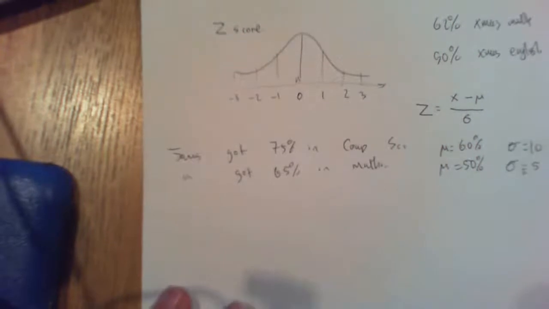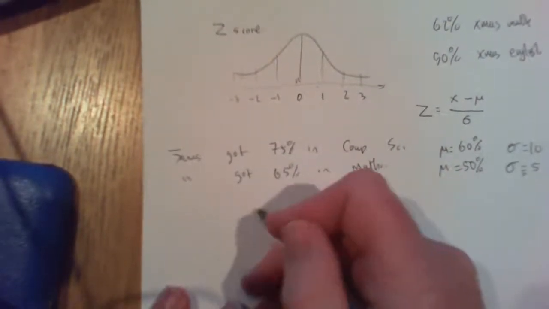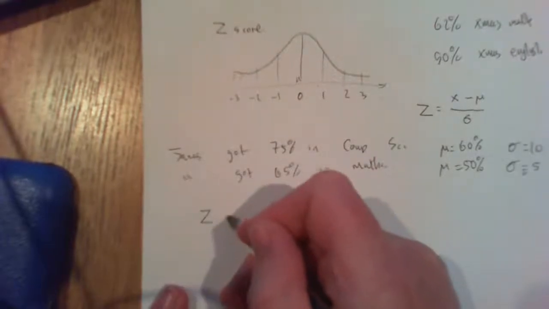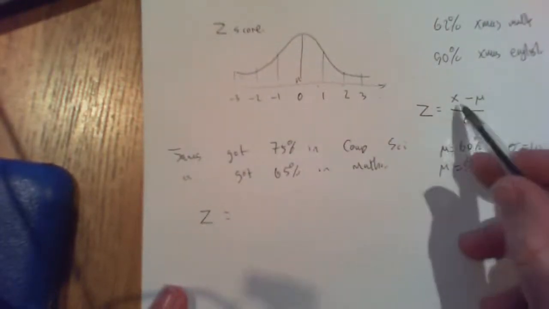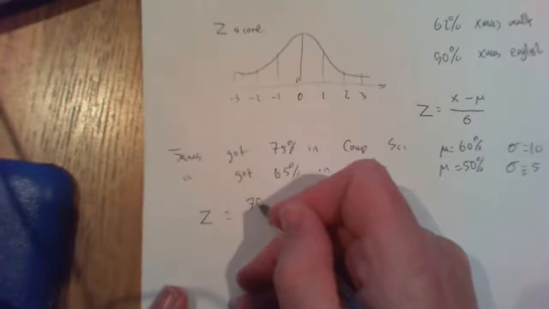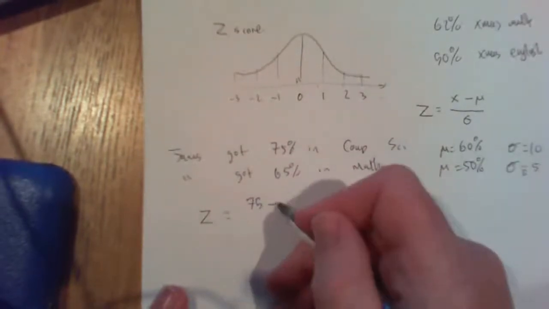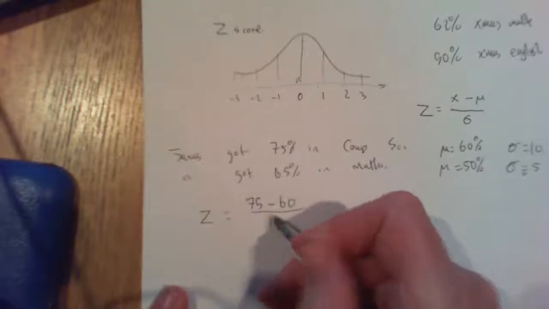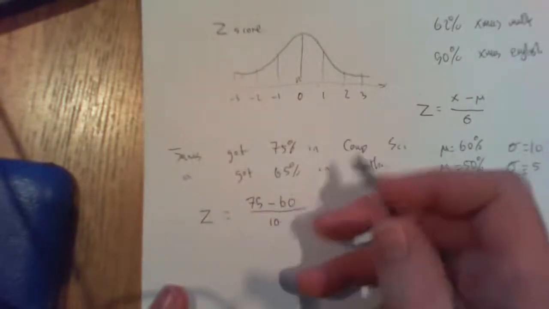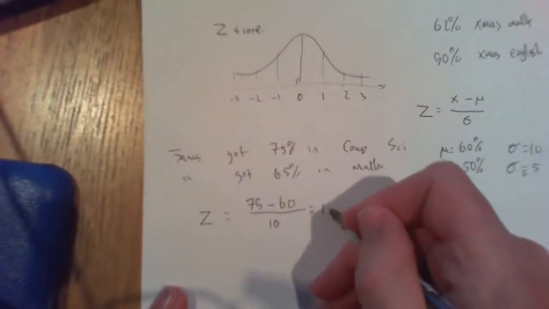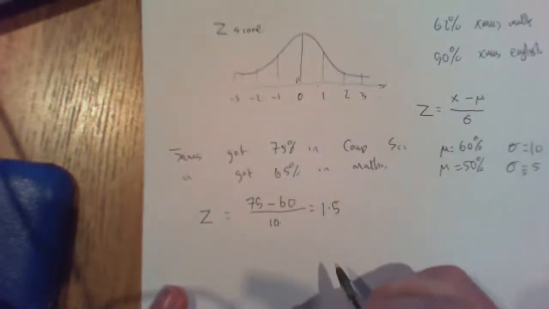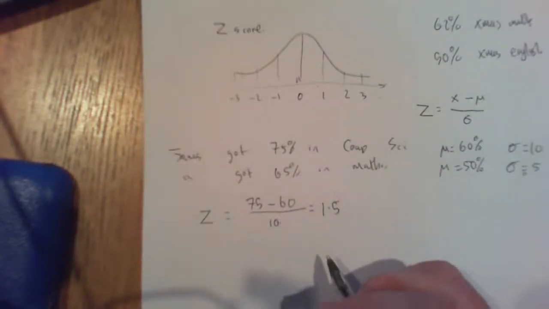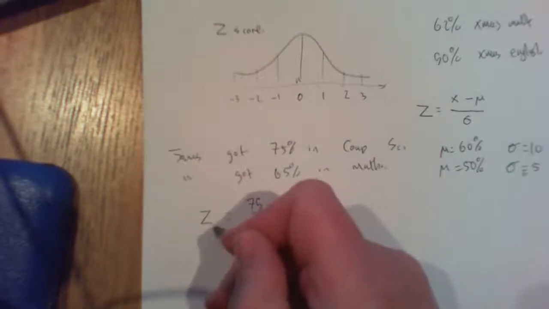So he takes computer science, and he says, well, my z-score for computer science is going to be that score minus the mean divided by the standard deviation. So that's 75 minus 60 is 15, divided by 10. That's a 1.5 z-score. So that's his comp sci.